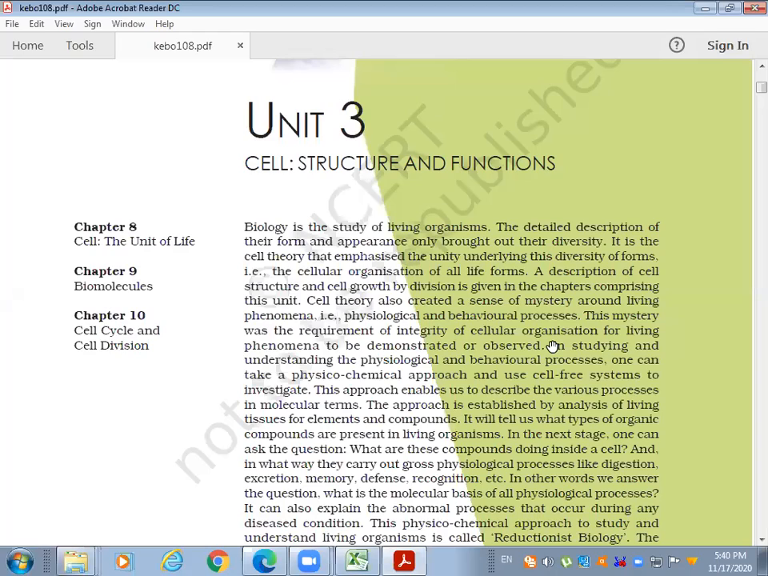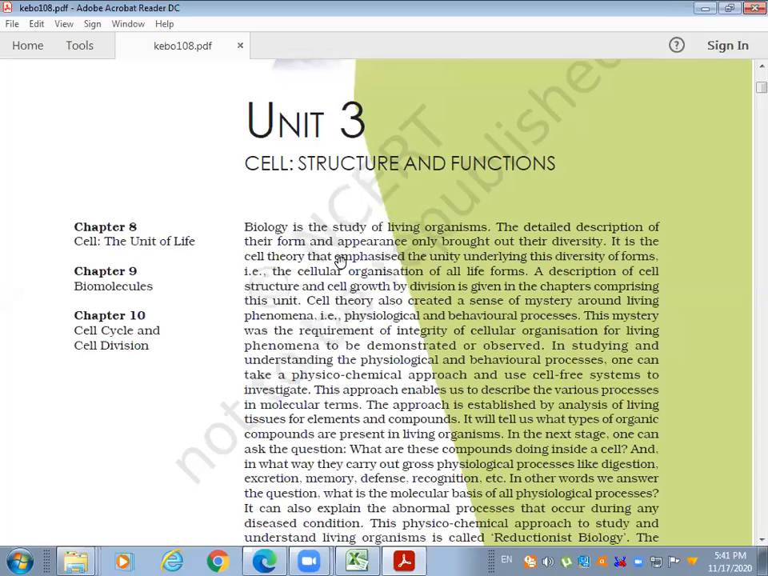Unit 3, Cell Structure and Functions. In that, chapter 8, Cell, the Unit of Life. Let's start reading the chapter. Biology is the study of living organisms. The detailed description of their form and appearance only brought out their diversity.